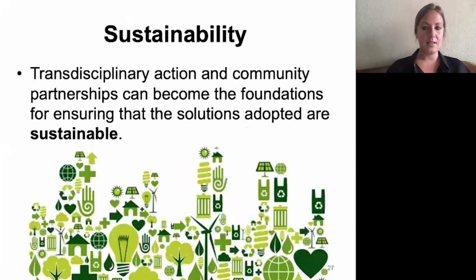Lastly, sustainability is a key principle of a One Health approach. Transdisciplinary action that we talked about, community partnerships through a participatory approach, can become foundations to ensuring that solutions that come from a One Health approach are sustainable.